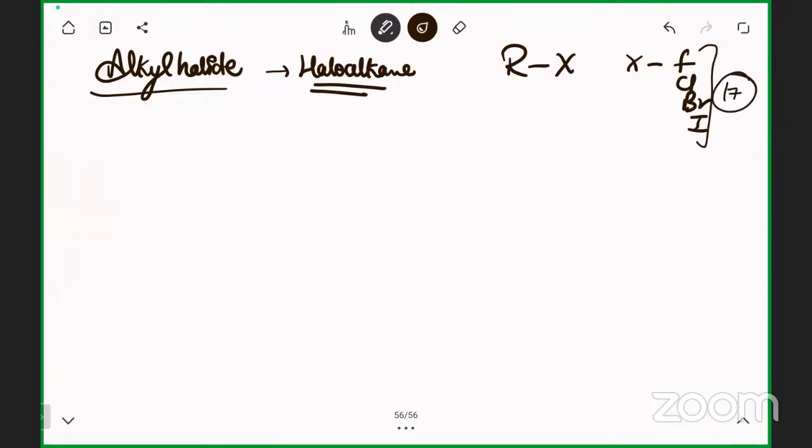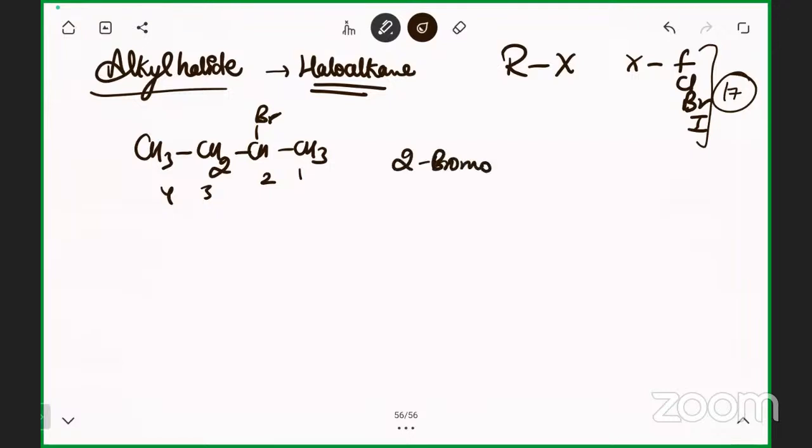Okay. So alkyl halides. How will you do the naming? CH3, CH2, CH single bond Br, then we'll go for the CH3. Okay. What is the name of this compound? You'll do the numbering from the right hand side. 1, 2, 3, 4. 2 bromo, 4 carbon, butane. That's it. It's easy.